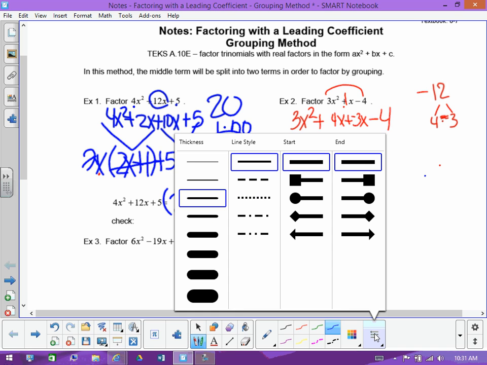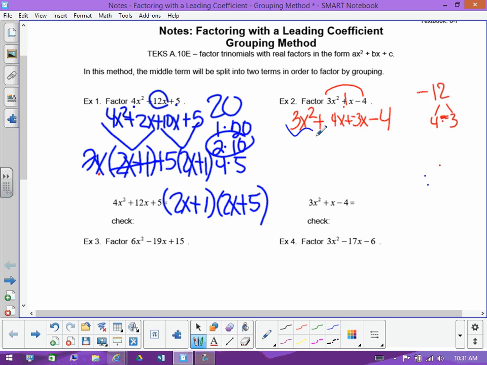Now look at your groups. 3x squared and 4x. Is there anything in common with 3 and 4? No. So the only thing that's in common is the x, right? So I'm going to take out an x. If I take x out of this one, I've got 3x left. I take x out of 4x, all I have left is 4.